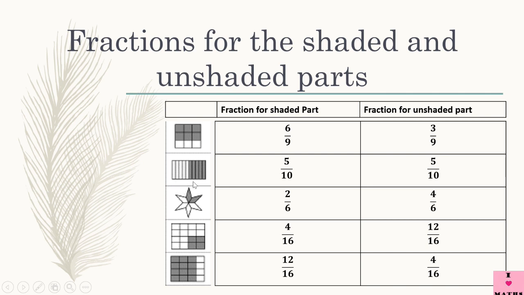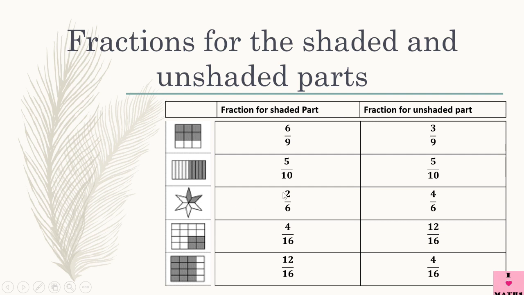Second figure, the total parts are 10. Out of these 10 parts, 5 have been shaded. So the fraction for 5 shaded parts is 5/10, and the fraction for the unshaded part is 5 upon 10 because 5 are shaded and 5 are unshaded. In this star, the total parts are 6. 1, 2, 3, 4, 5, 6. And out of these 6 parts, only 2 have been shaded.